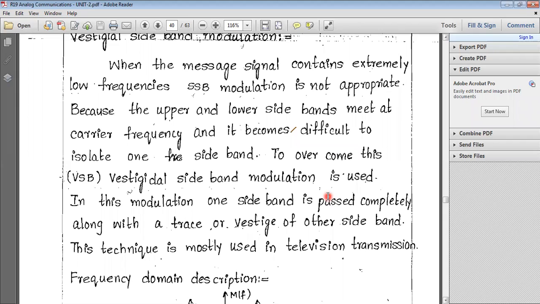Application of VSB. So what is VSB? In vestigial sideband, we pass the signal with one sideband completely, along with a trace or vestige of the other sideband.